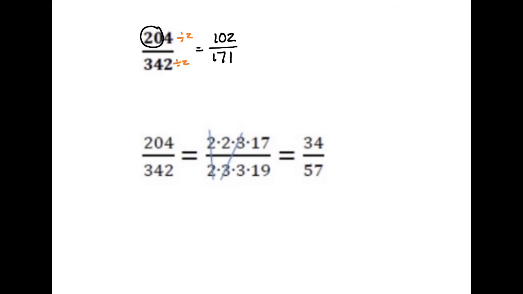Half of 20 is 10 and half of 4 is 2. Half of 34 is 17, half of 2 is 1. If you can't take exactly half of the numbers, then that doesn't work. But okay, so now I'm looking at 102 and 171, and they're not both even this time. They don't end in 5s or 0s, so I can't use that.